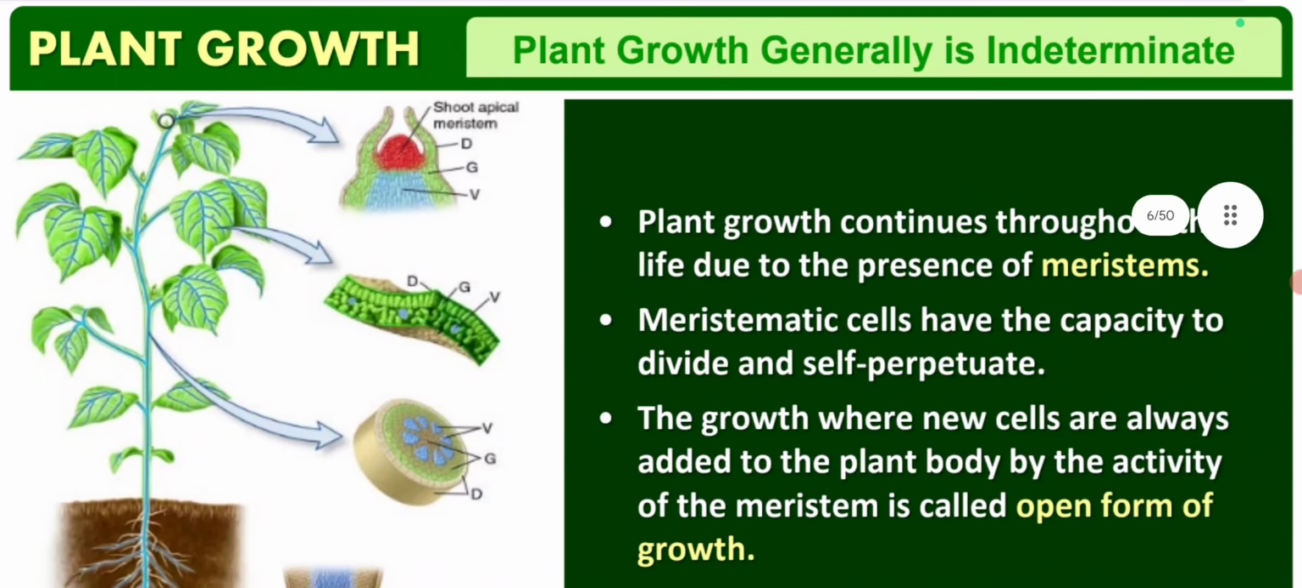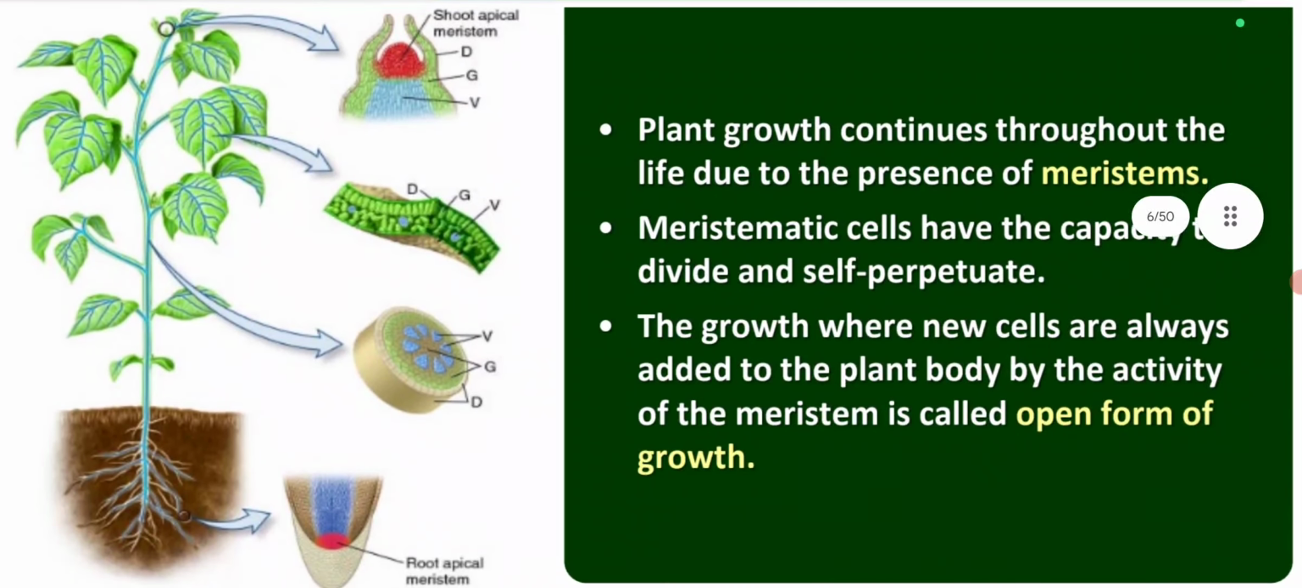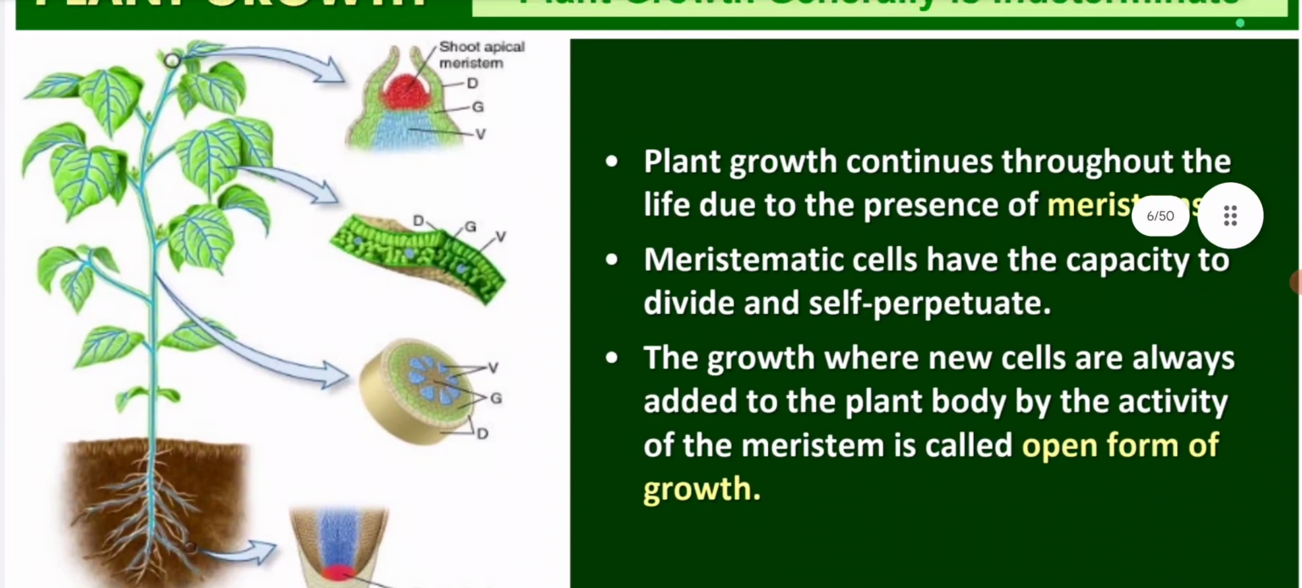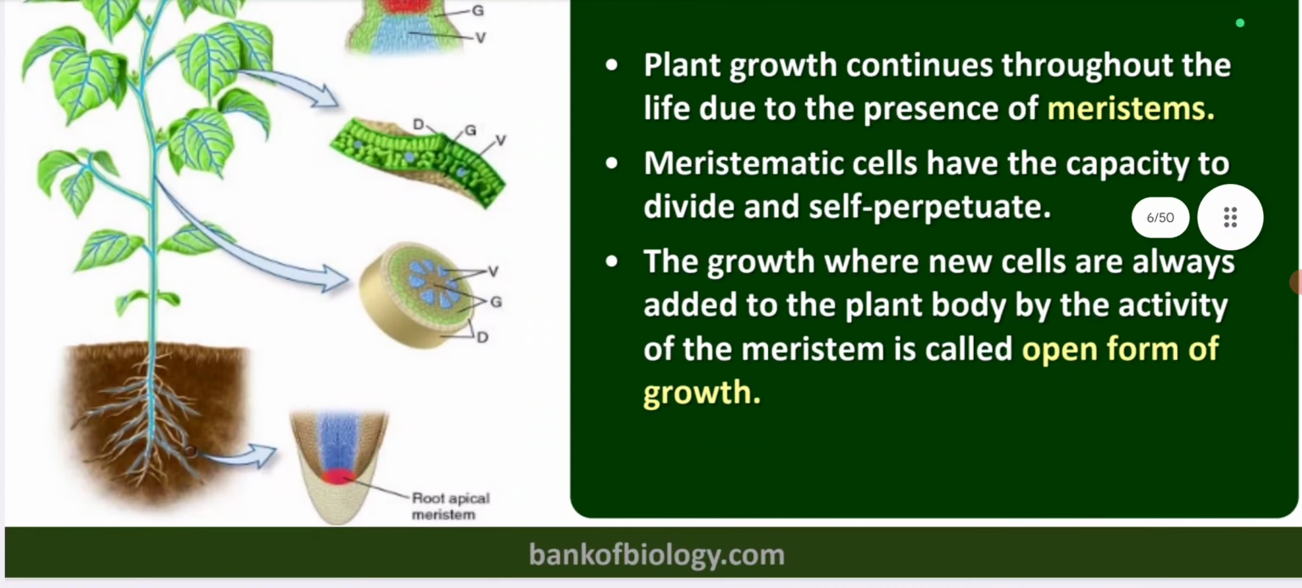Plant growth is generally indeterminate, means plant growth continues throughout life due to the presence of meristems. Meristematic cells have the capacity to divide and self-perpetuate. Perpetuate means the capability of something to cause itself to continue to exist. That is called self-perpetuate. Okay. The growth where new cells are always added to the plant body by the activity of the meristem is called open form of growth.